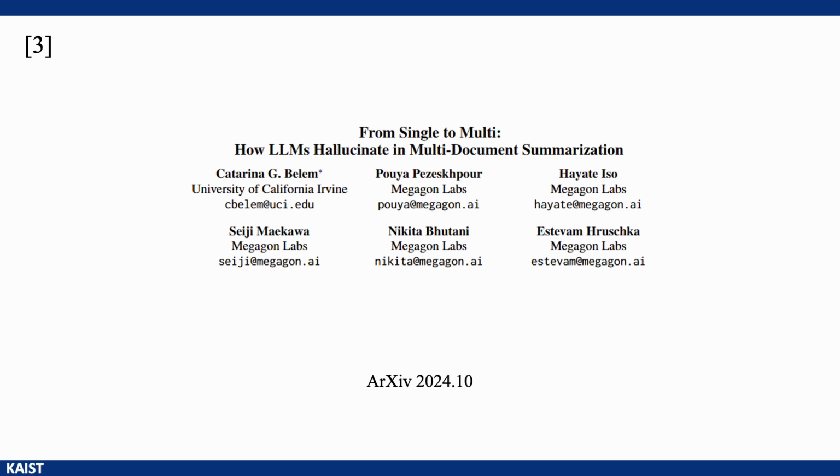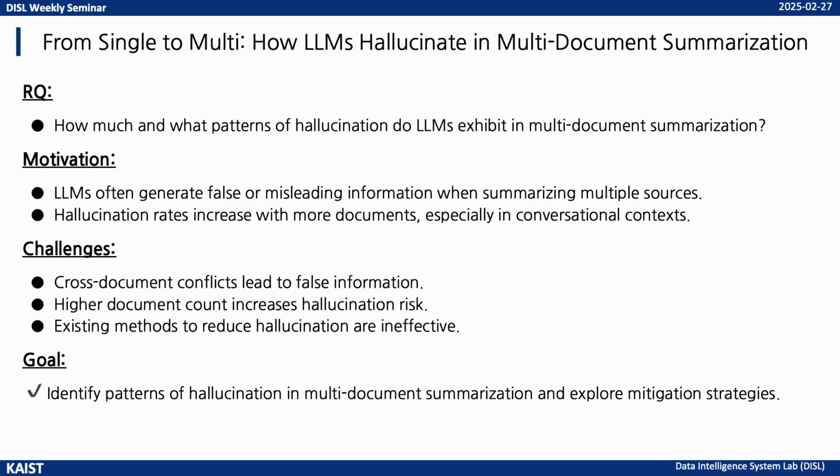Let's move on to the third paper. This paper explores how much and what patterns of hallucination appear when LLMs summarize multiple documents. Summarizing multiple source documents can be tricky, especially when they are about conversations and they have conflicts or incomplete details, which makes hallucination more likely. In this paper, they identify patterns of hallucination in multi-document summarization and explore mitigation strategies.